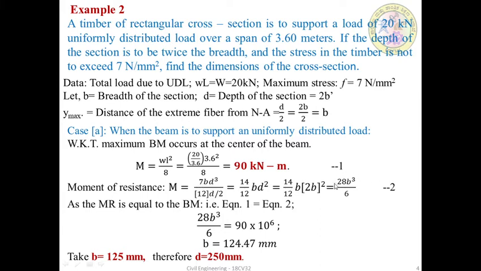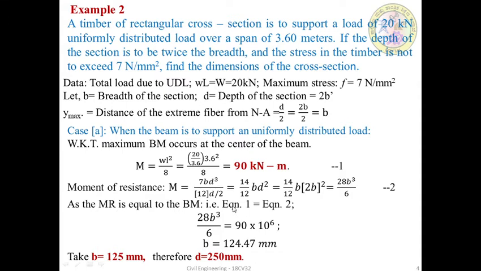We finally get 28 BQ divided by 6. This is called equation number 2. This is the moment of resistance developed by the beam section. This is the moment due to the applied UDL. So for equilibrium to exist, the resisting moment in the material of the beam section will be greater than or equal to the applied moment, then the equilibrium condition exists.